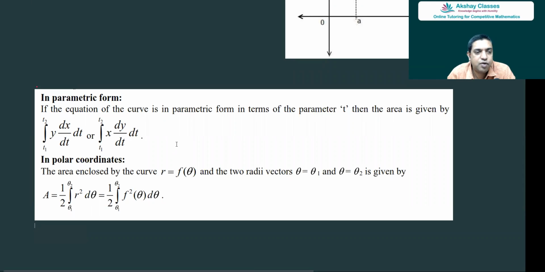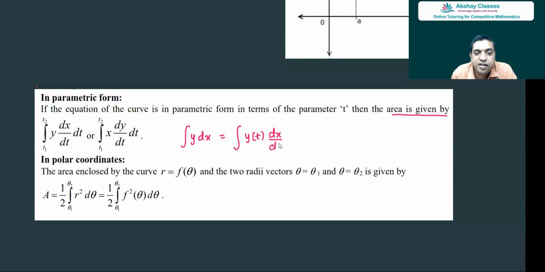First, in parametric form, very simple. The equation in parametric form, the area is given by, if we are integrating with respect to x, integral y dx. All right. Now, y is a function of t and x is also a function of t. So dx will be dx by dt times dt, because x is a function of t.